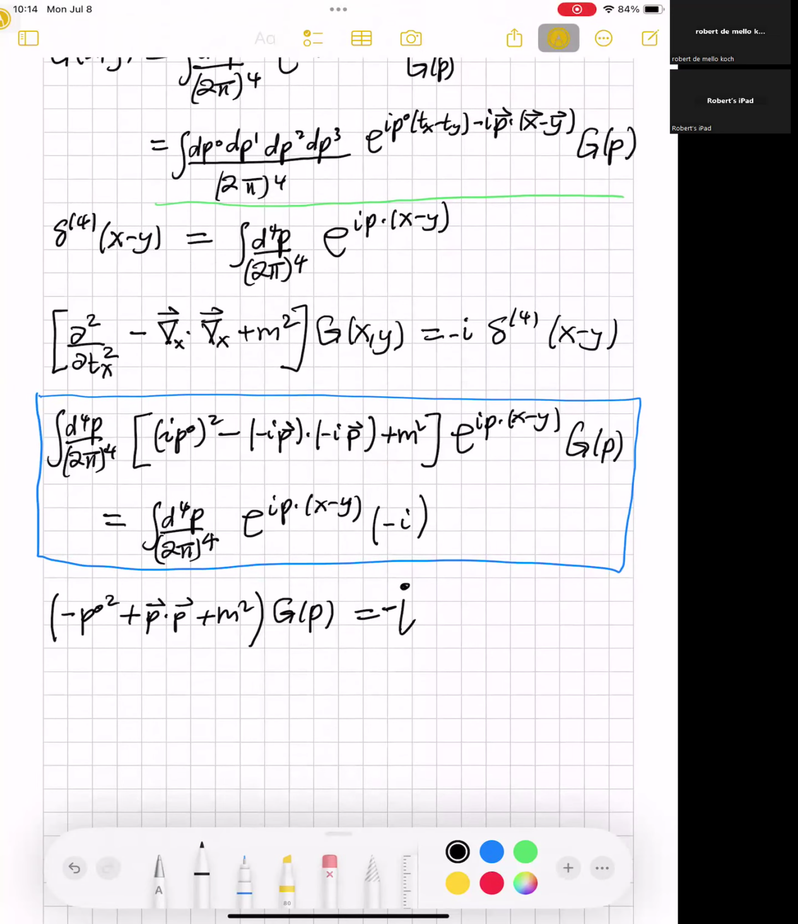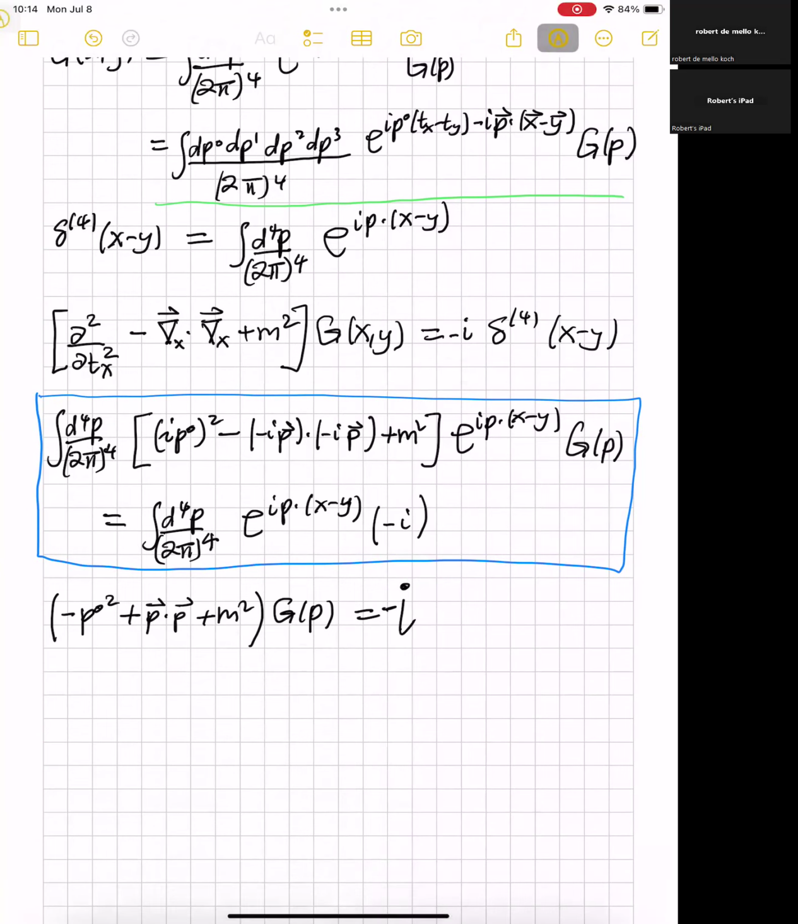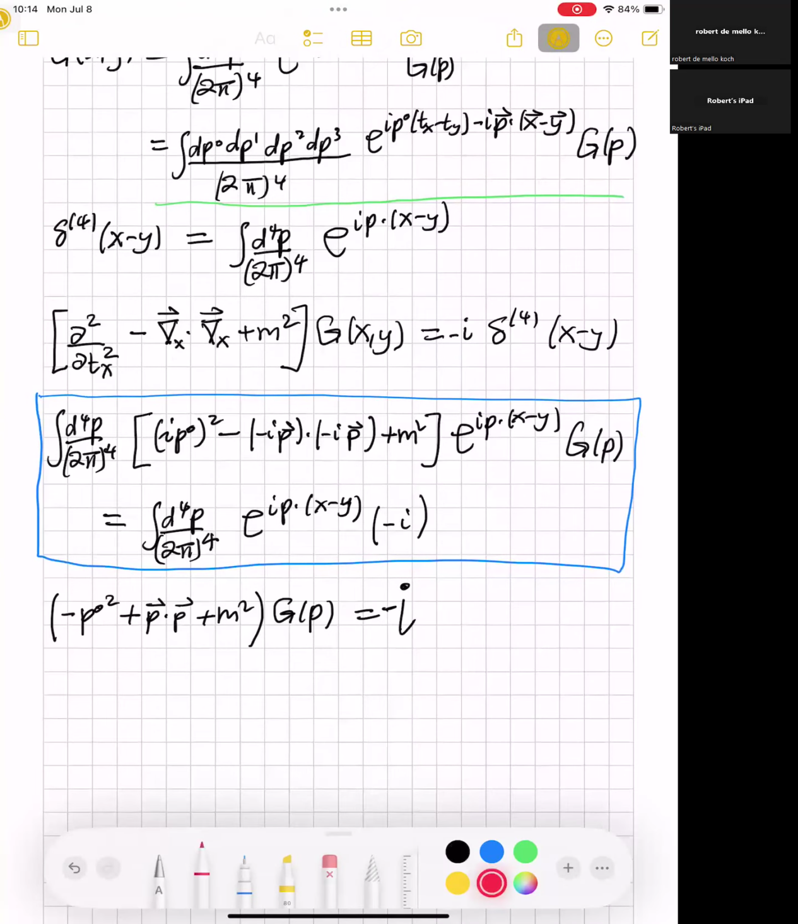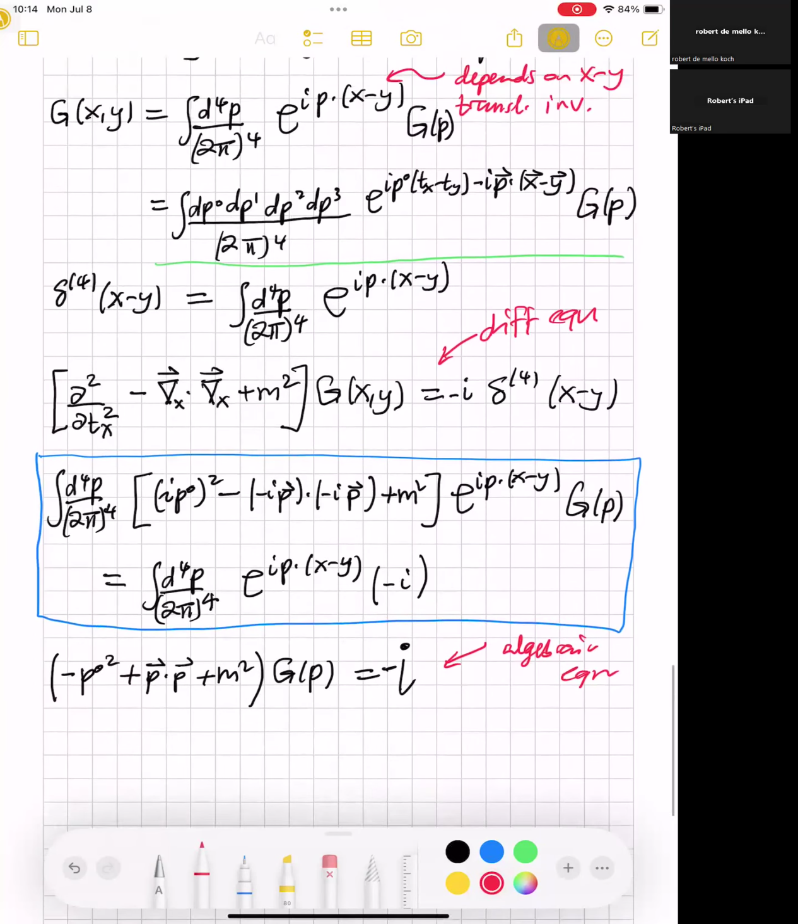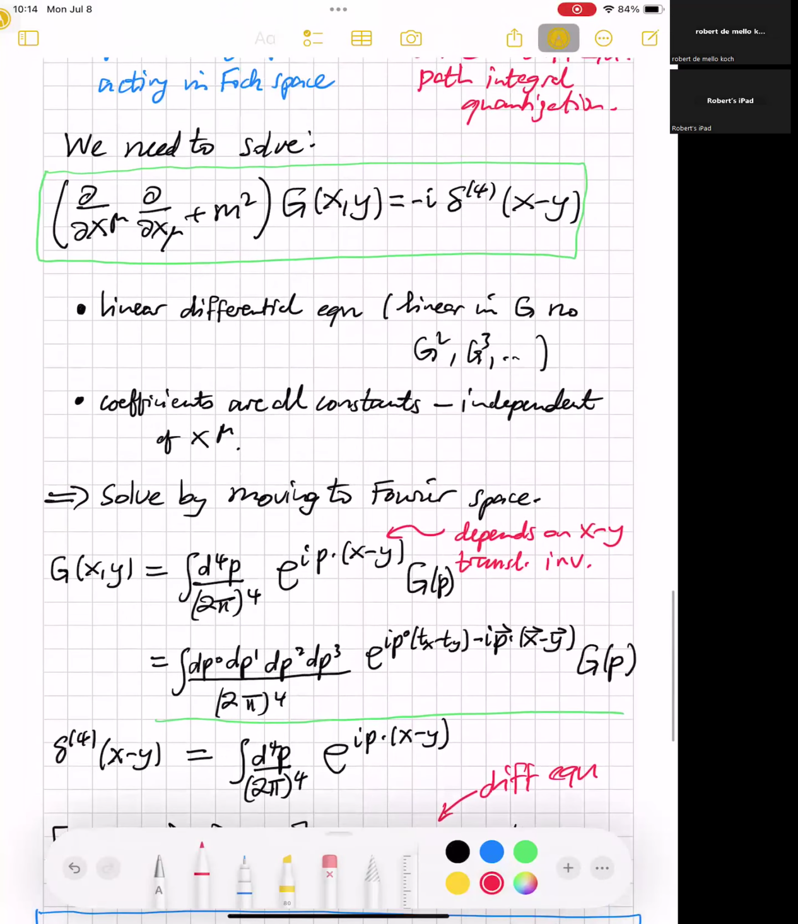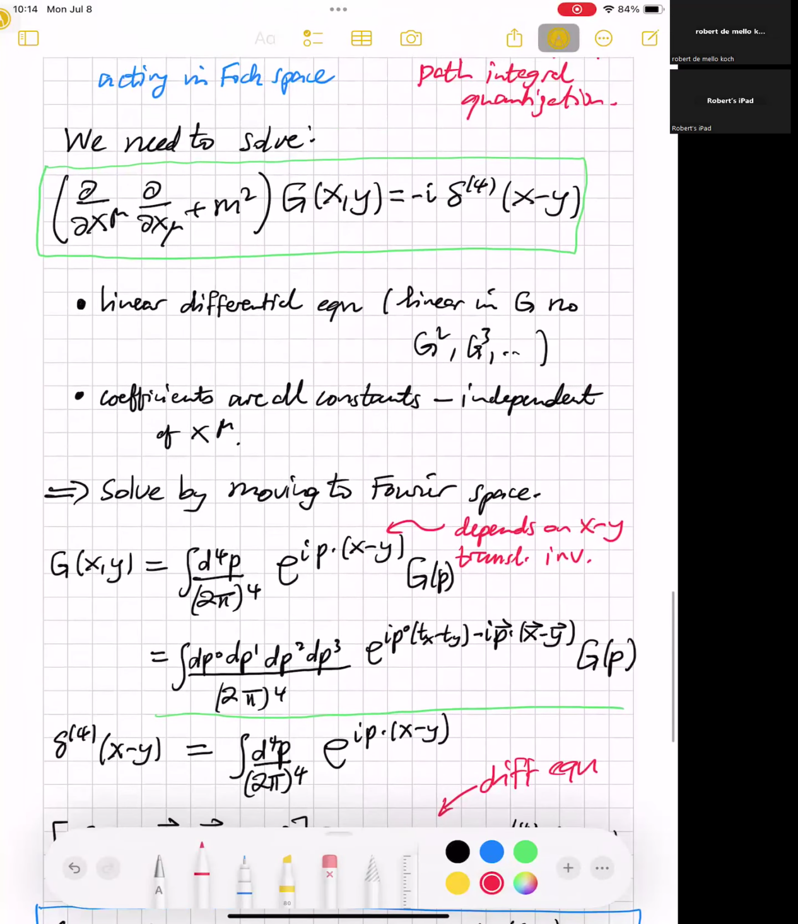Now notice what's happened. When we started off, we had to solve a differential equation. When we've gotten to this point over here, we have to solve an algebraic equation. Algebra is always easier than calculus, and that was the advantage of this method. If you have a linear differential equation with constant coefficients and you Fourier transform it, you move to Fourier space, you will always turn your differential equation into an algebraic equation. So that's why we did this logic.